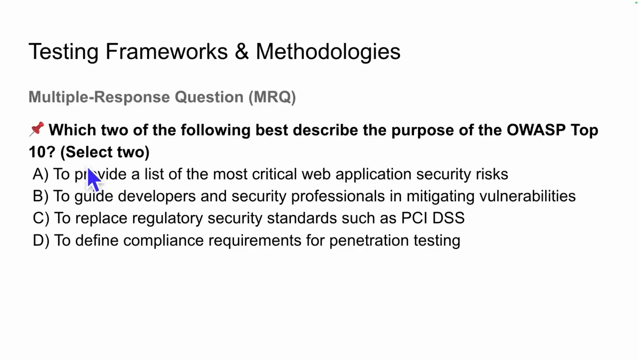And we have 2 answers here. So to provide a list of the most critical web application security risks, sounds pretty good. To guide developers and security professionals in mitigating vulnerabilities, that's pretty good. To replace regulatory security standards, no, it's not replacing anything like PCI, the payment card industry. That's definitely not replacing that at all. To define compliance requirements for pen testing, that's also not the case because it's not defining compliance requirements for anything. Although adhering to the OWASP top 10 will most likely make sure that you are compliant, but it's not defining compliance requirements. So A and B would be my answer.